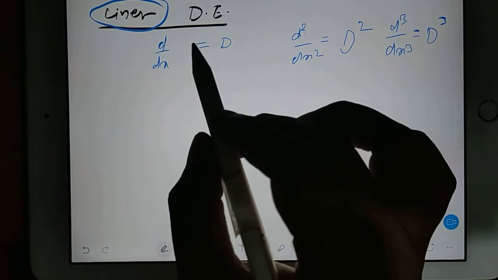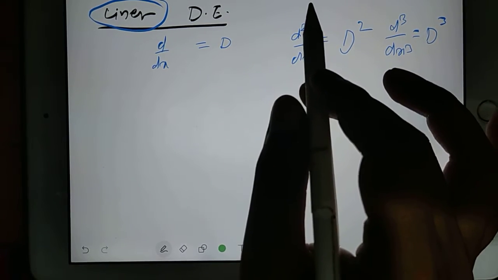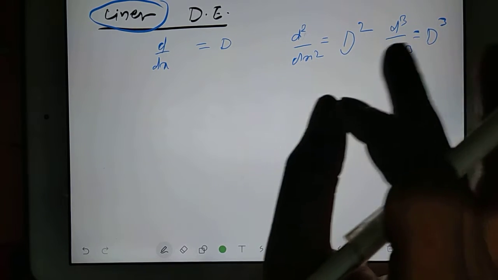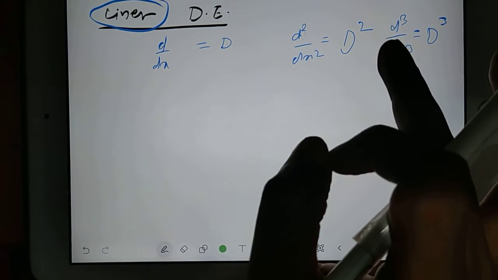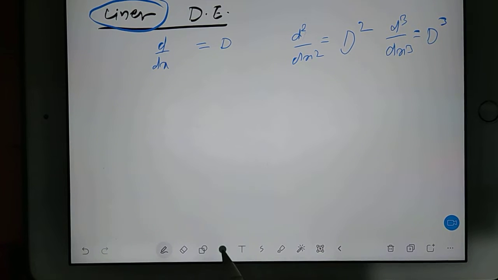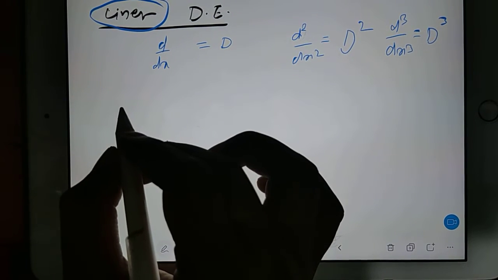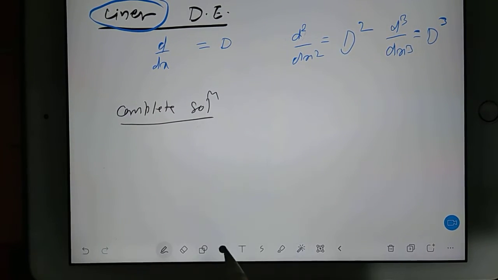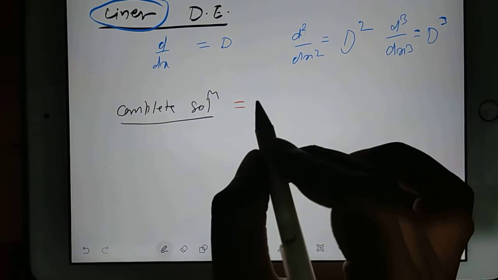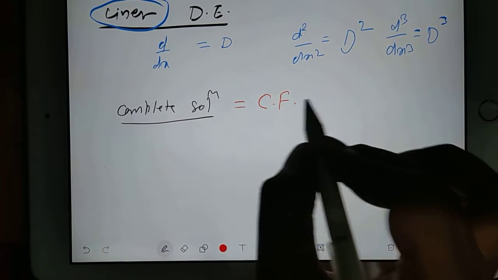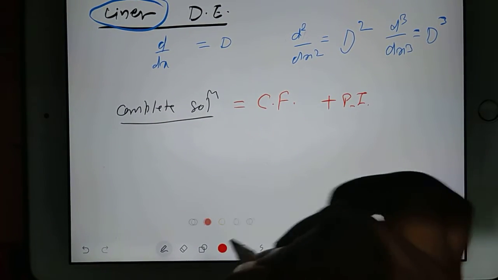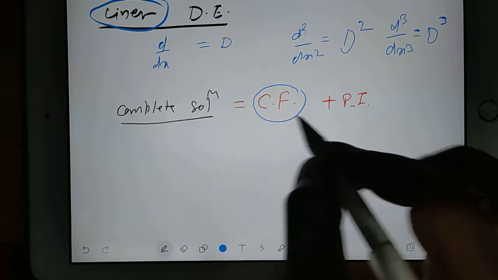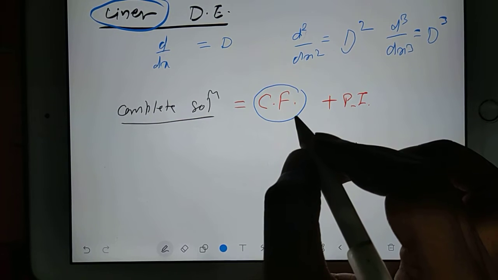Now, whatever type I am going to discuss, it will be a little lengthy. We have two types of solution in these kinds of equations. There is something called the complete solution of these differential equations. They will be of two types: one we say CF and one we say PI. The CF we call the complementary function and PI we call the particular integral.